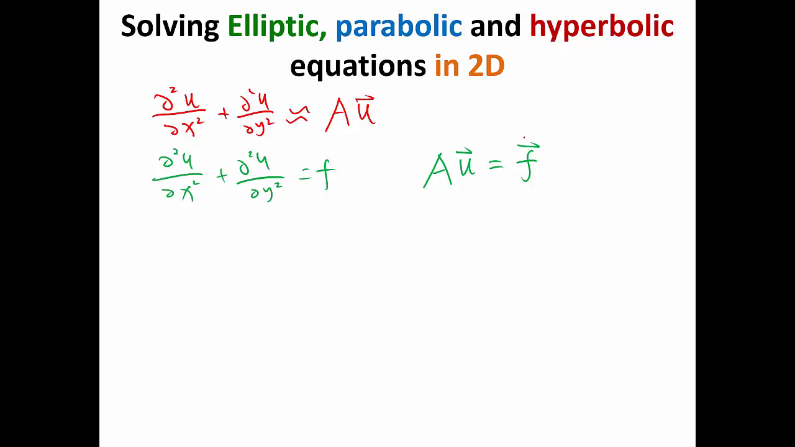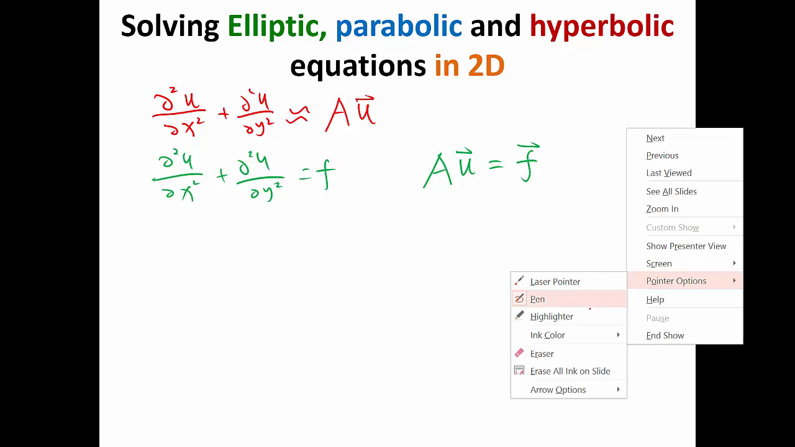And how to solve the matrix equation? We can either use MATLAB with a backslash, or when A is so large that a backslash can no longer solve the equation efficiently, we are going to be studying iterative solution methods today. All right. Okay, next let's go to parabolic equations.